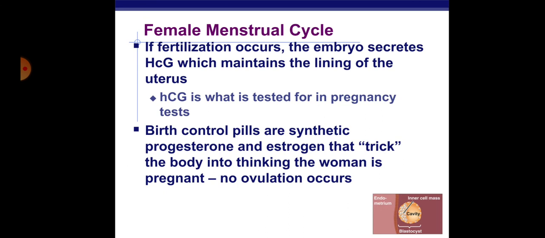Now, in the female menstrual cycle, if fertilization occurs, the embryo secretes human chorionic gonadotropin hormone, which maintains the lining of the uterus. HCG is what is tested for in pregnancy tests. Birth control pills are synthetic progesterone and estrogen and trick the body into thinking that the woman is pregnant. Therefore, no further ovulation will occur.